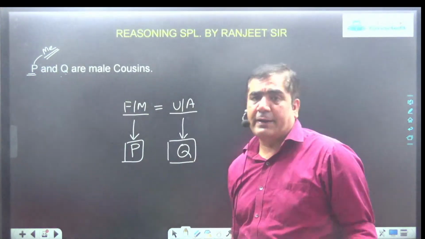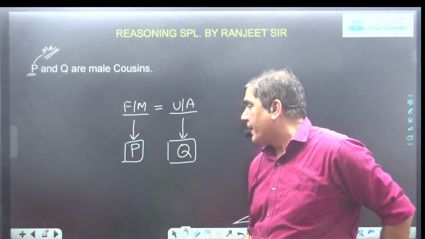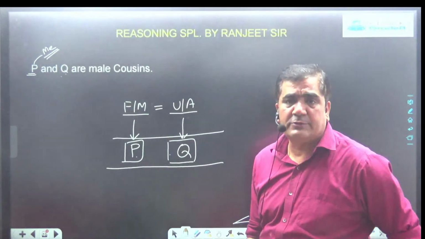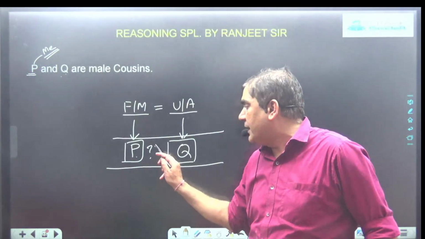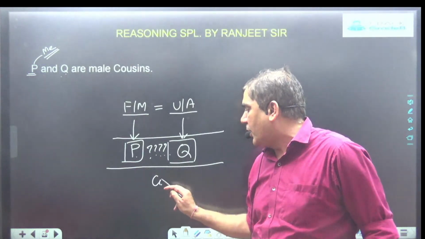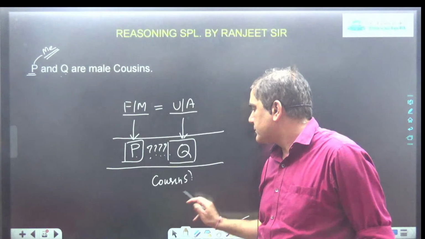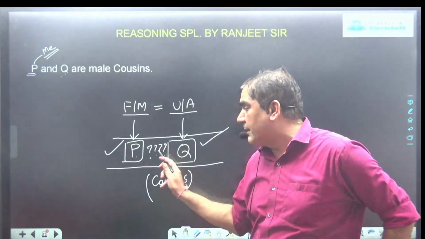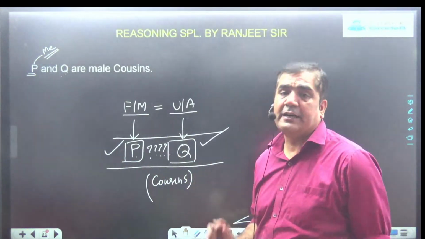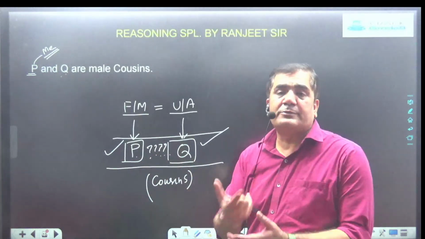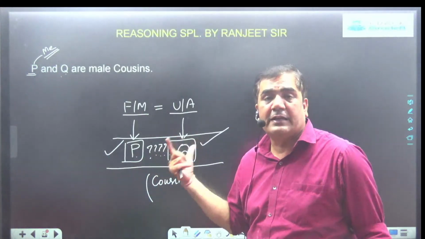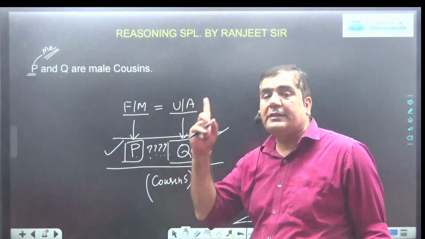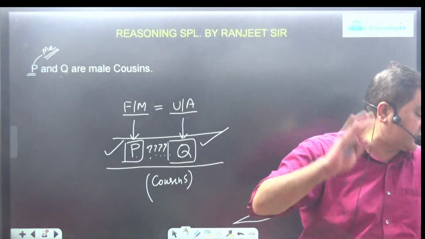So always remember, my dear, the best concept that you need to understand is, if two variables come in the same generation, and there is no symbol in between them, they always stand for cousins. Because if the symbol in between is equal to, it means they are real brothers or real sisters. Clear? So if no symbol comes in between any two variables in the same generation, they will be called cousins.